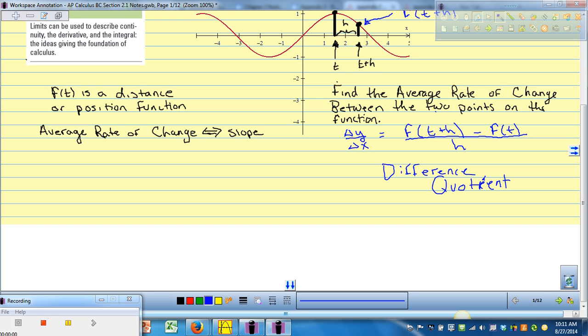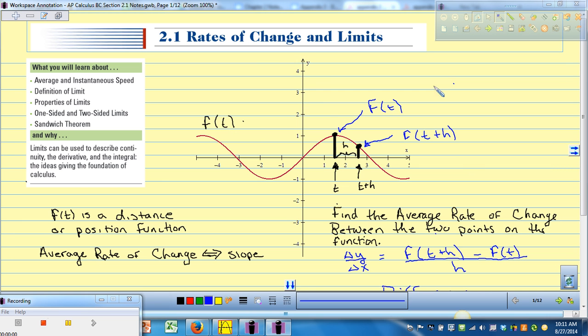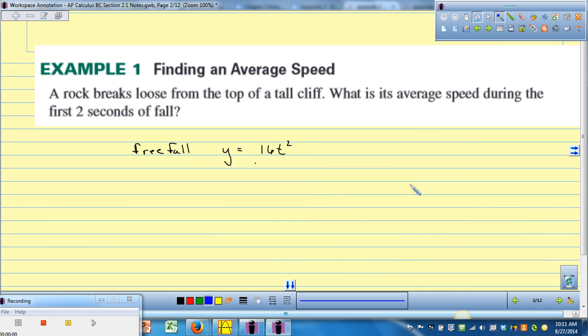Well, things get a little more interesting in calculus because I am going to be interested in the rate of change at f of t alone. So I won't have two points to find my slope. So the rate of change at f of t alone would be the slope of the what line? It is the slope of the tangent line that we're going to be looking for. So let's take a look at this problem going a little bit further. We'll do one more example here with just finding the average speed. Speed is a rate of change.